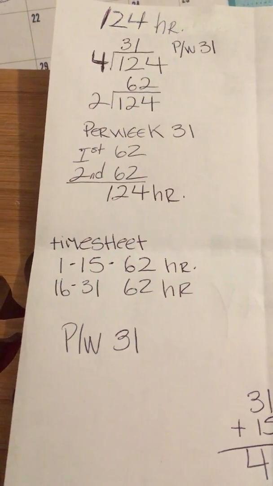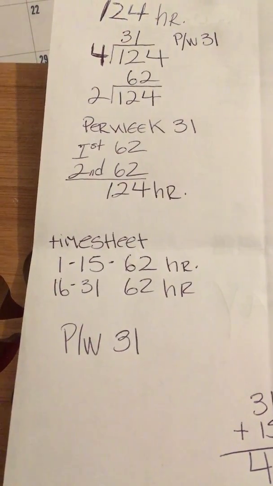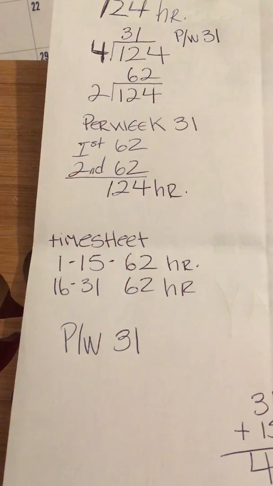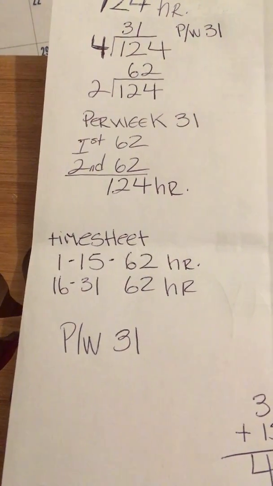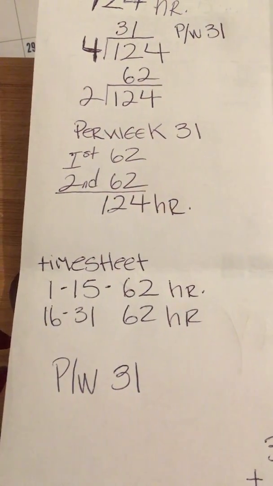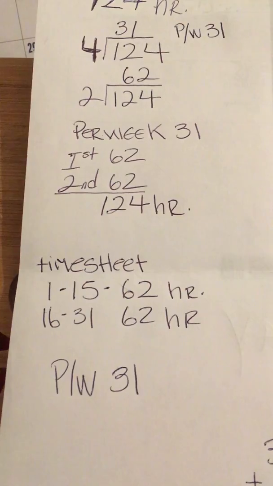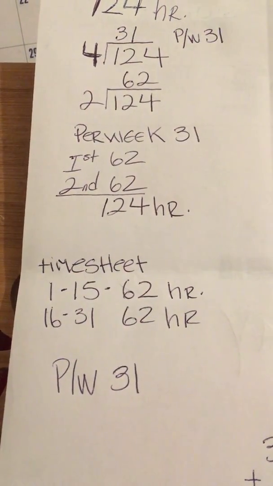For the first and the second timesheet, the first timesheet she's allowed to work for the 1st to the 15th is 62 hours. The 16th to the 31st, she's allowed to work 62 hours. So 62 and 62 is 124 hours that she's allowed to work, that she's authorized to work.